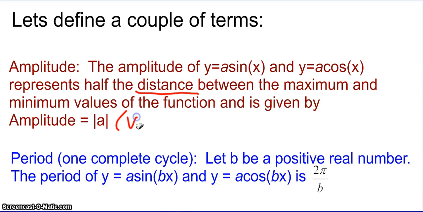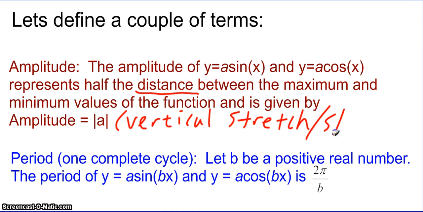Another way to think of this is this is our vertical stretch or shrink. Think back to, you know, the warm-up that we looked at where we had that -3 in front. That -3 would have been our A value.